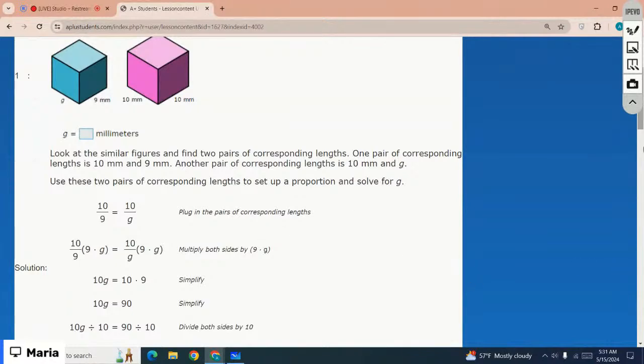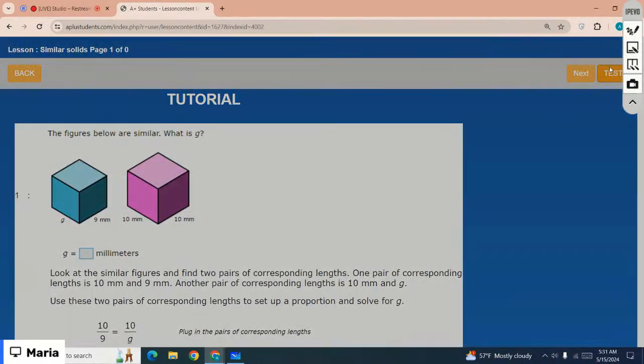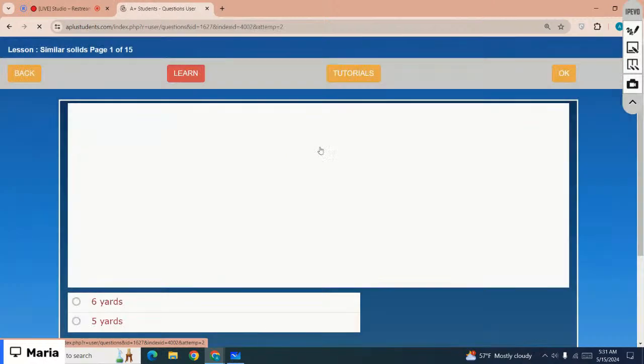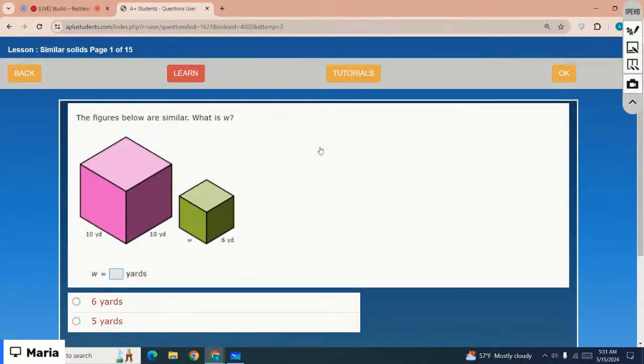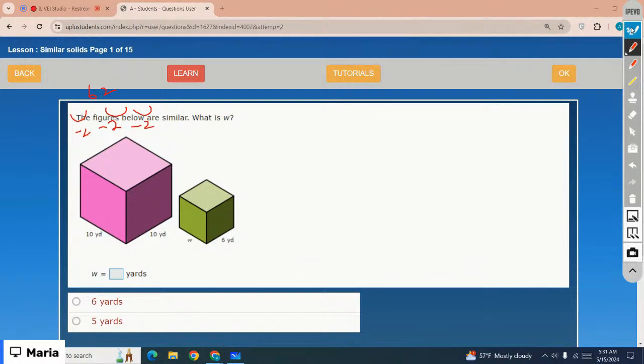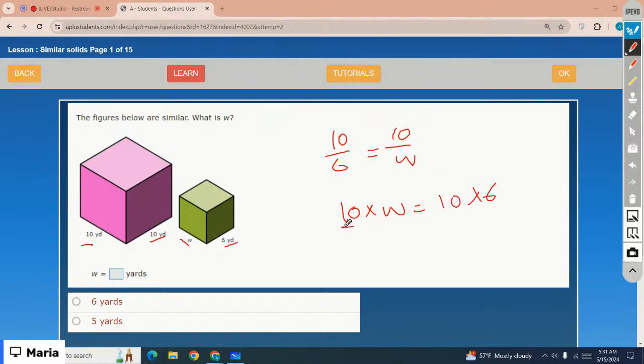Let's just start with the test questions. Okay, so the figures below are similar. What is W? We need to make a proportion. This side and this side are similar, that is 10 over 6. And this side and this side are similar, that would be 10 over W. Just solve for W. Cross multiply: 10 times W equals 10 times 6, and divide both sides by 10. So you are left with W equals 6.